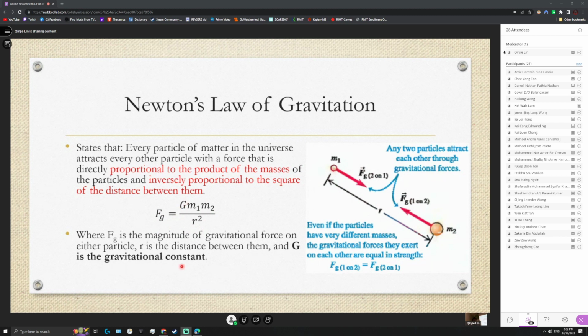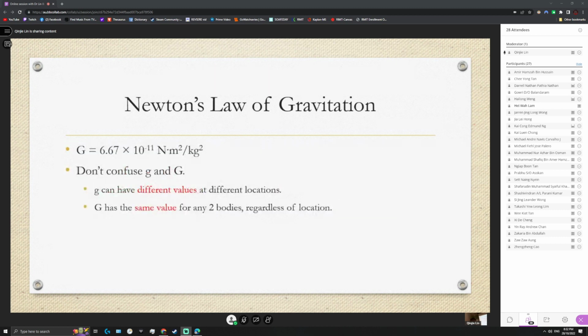G is this thing called the gravitational constant. As the name suggests, it is a constant value. This capital G is this value here, 6.67 times 10 to the power minus 11. That's the gravitational constant. So don't confuse our gravity and this gravitational constant. This is a constant, it won't change. But the gravity that we study can have different values at different locations. Remember, the gravitational acceleration can change, but this G in this equation won't change.